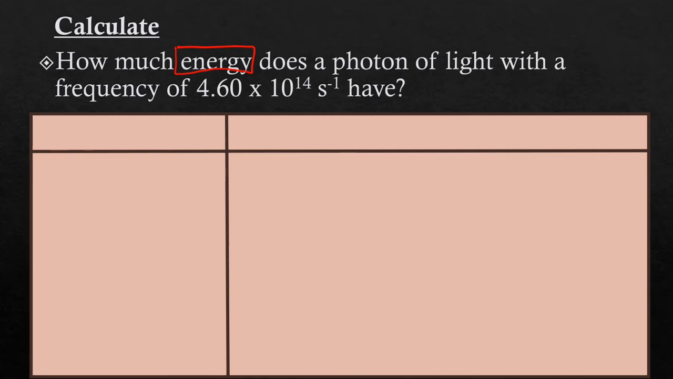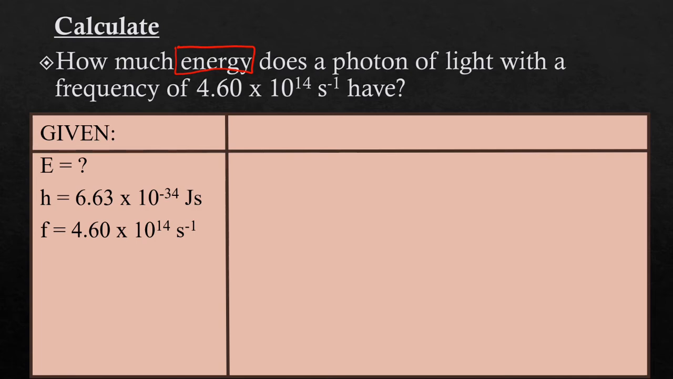Next up, I'm going to be listing my variables in the order of the formula or equation. It's E equals H times F. So E is a question mark. We don't have it. H is a constant, y'all. It's 6.63 times 10 to the negative 34 joules times seconds. And finally, we have frequency, which is given to us as 4.60 times 10 to the 14th inverse seconds.